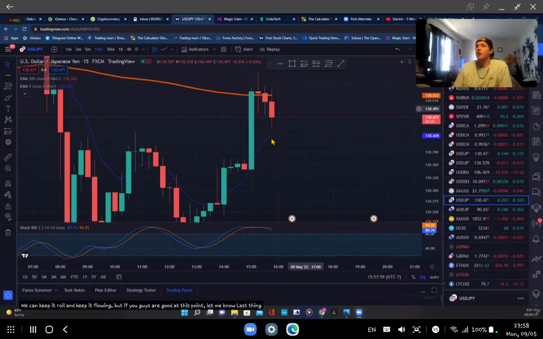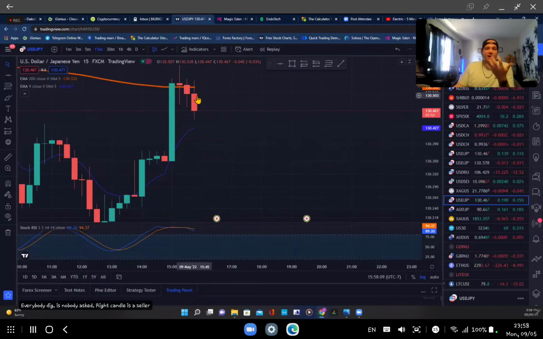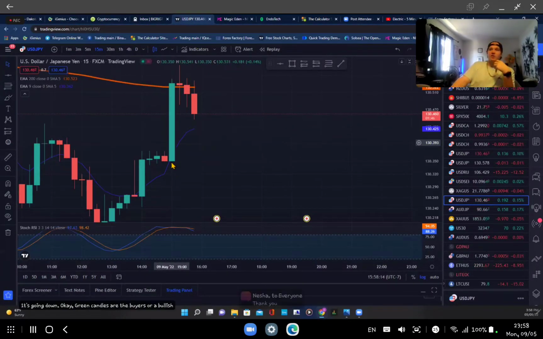Last thing in the last 3 minutes, if you're really, really new and you don't understand this, which I was hoping by now everybody did because nobody asked: a red candle is a seller or a bearish candle. It's going down, okay? Green candles are the buyers, or a bullish candle. It's going up. So bull up, bear down, bull up, bear down, okay?